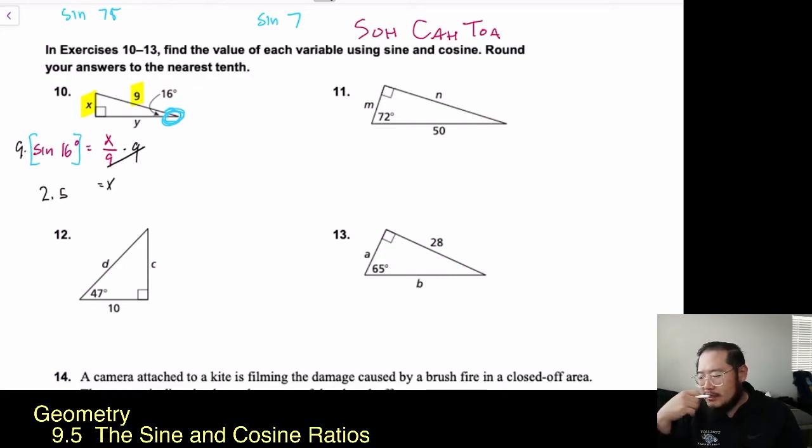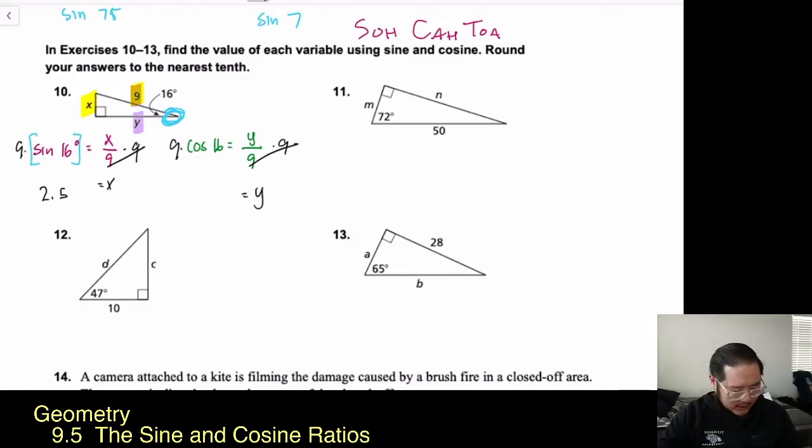Now, let's take a look next at y. If I take a look at y, y is adjacent, and what they give us now is the hypotenuse of 9. So which one has adjacent and hypotenuse? Looks to me that's the cosine. So right here, next up, we have cosine of 16. That's equal to the adjacent, which is y, over the hypotenuse, 9. Then we multiply both sides by 9. You got y is equal to 9 times cosine of 16, and that is approximately 8.7.